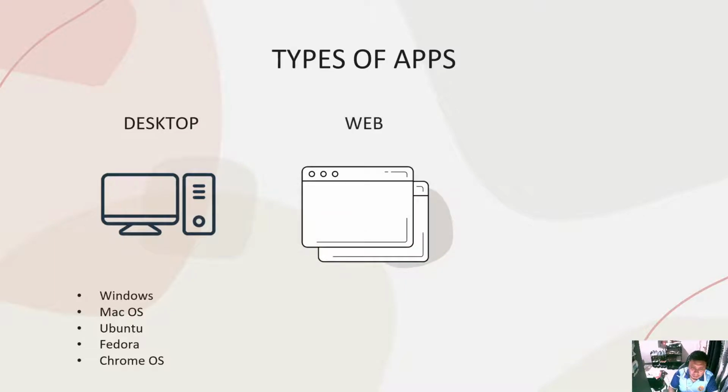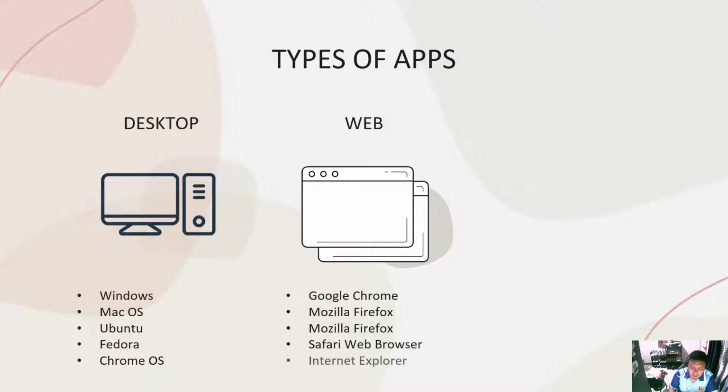And there are applications that run through the web. They could be run by Google Chrome, Mozilla Firefox, Safari web browser and Internet Explorer. Those are browsers that support web applications. So web applications like Facebook.com through the web. Some websites available in the web are this kind of web application.